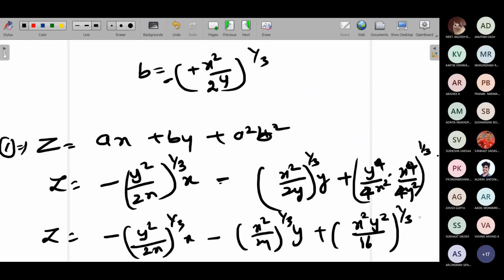You can take cube. For the first and the second term, we can take x inside that bracket. What is the advantage if we take x inside that bracket? Then x will get cut with x cube, and both the terms will become the same. So you'll get minus 2 z, (x square y square by 2) whole cube root.